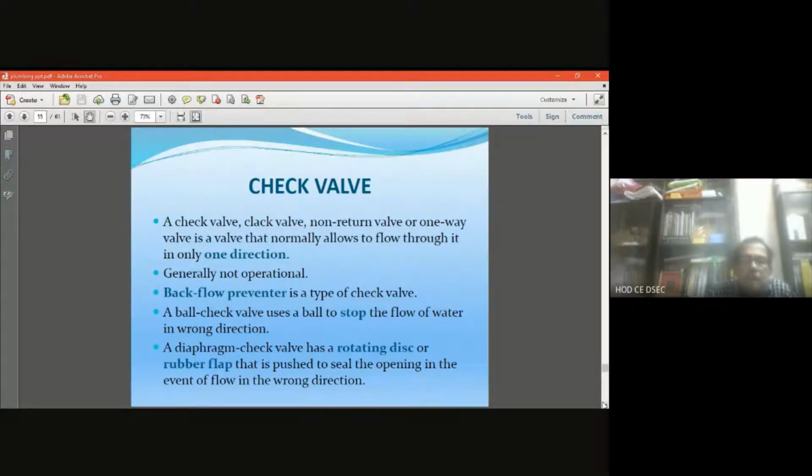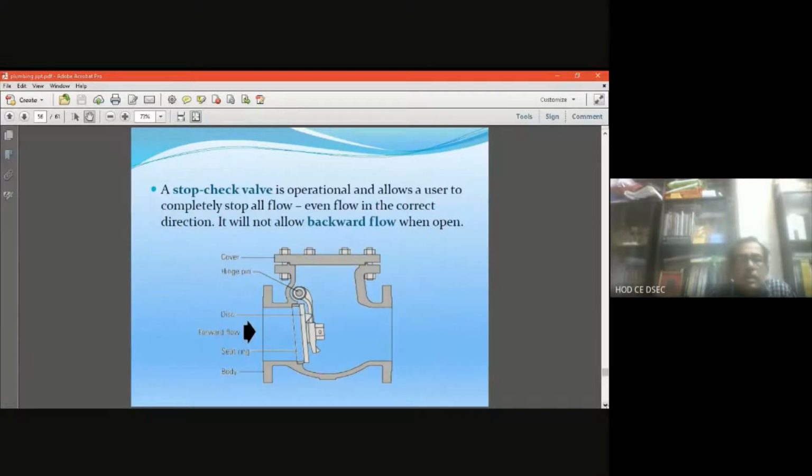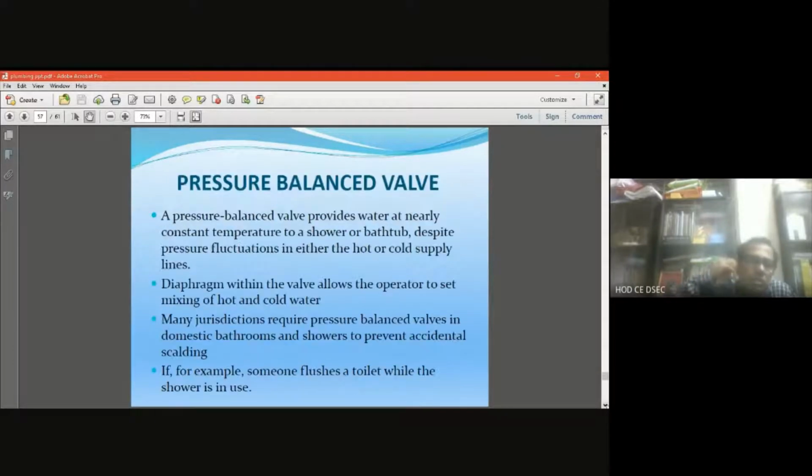A ball check valve uses a ball to stop the flow of water in the wrong direction. A diaphragm check valve has a rotating disc or rubber flap that is pushed to seal the opening in the event of flow in the wrong direction. A stop check valve is operational and allows a user to completely stop all flow, even flow in the correct direction. It will not allow backward flow. So this is all about the check valve or non-return valve.